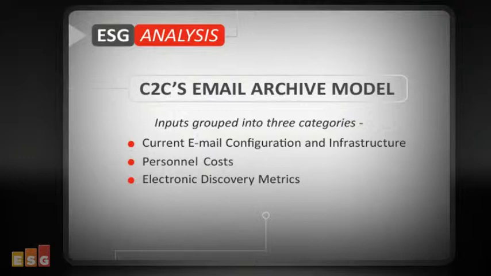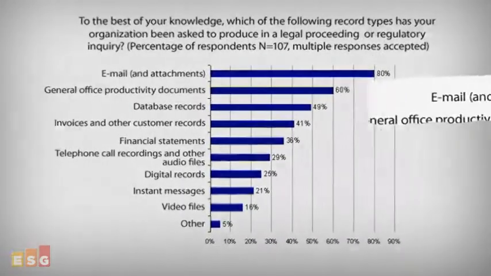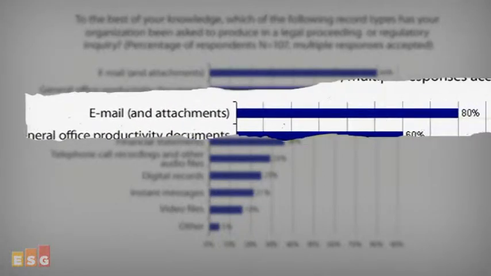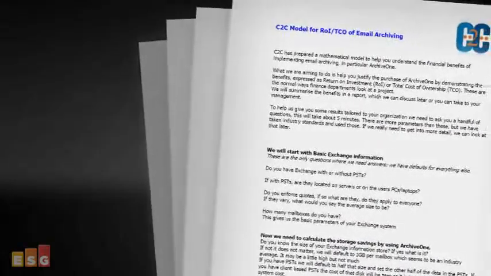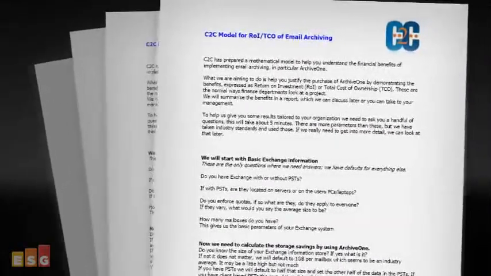The second category requires a company to input two employee salary metrics. One is an average burden salary for all employees, and the other is the cost of a full-time IT administrator. And the third category centers on the number of electronic discovery events that a company goes through on an annual basis. According to ESG research, email is the most common source of evidence and must be factored into any email archive purchasing decision. C2C provides a customer with a half-page questionnaire to gather all the inputs.